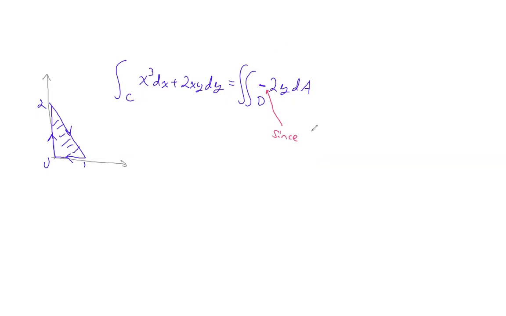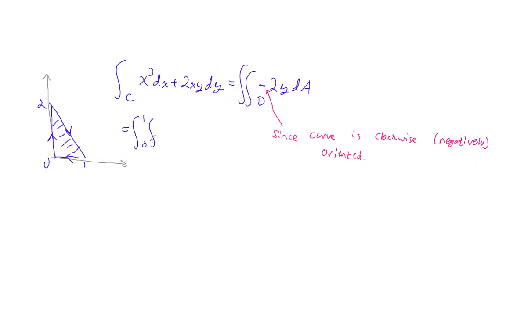We have to include it because the curve is clockwise, i.e. negatively oriented. So the direction you're traveling along this curve is very important for Green's theorem. But we can go on to solve this.